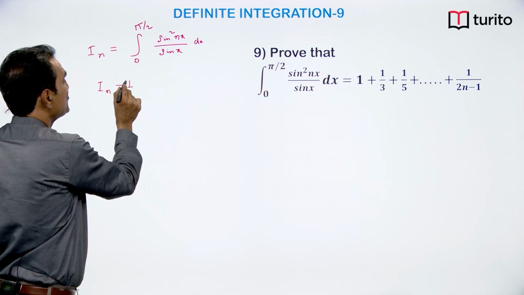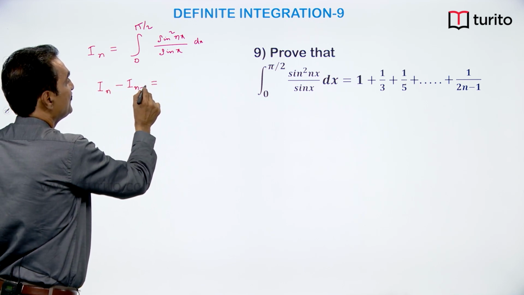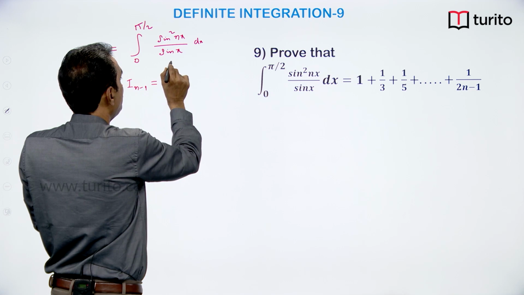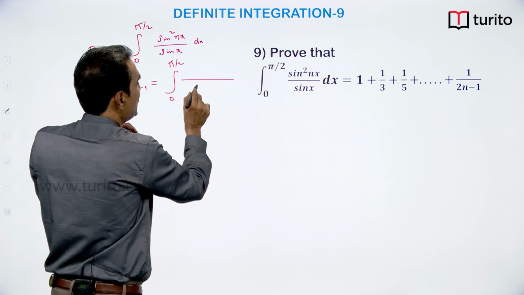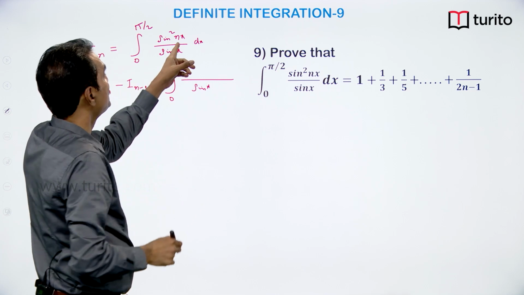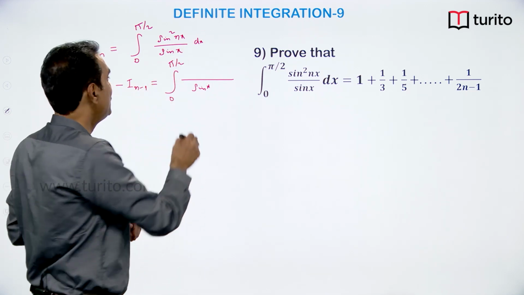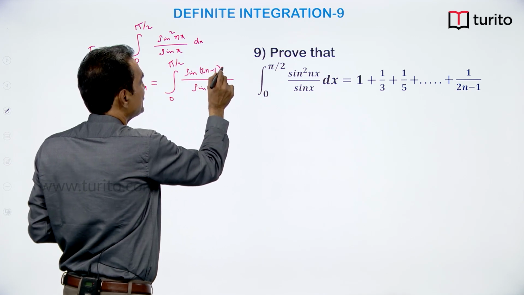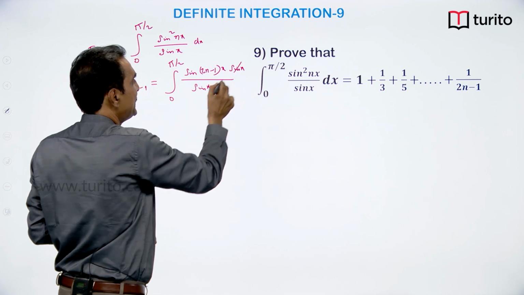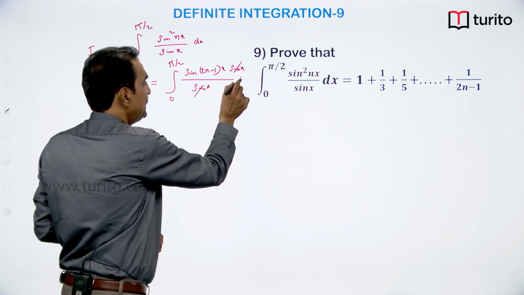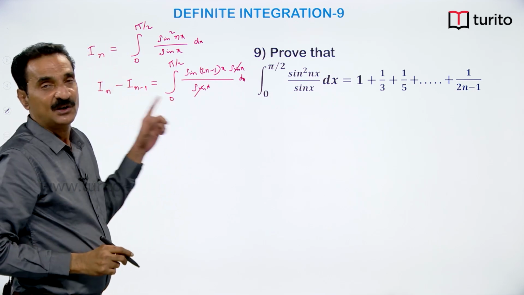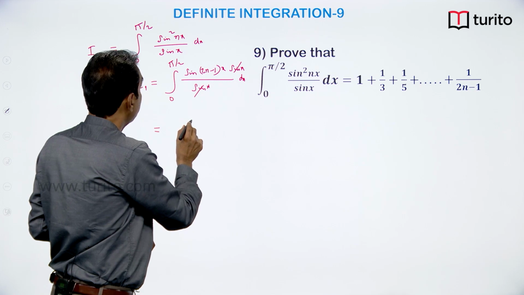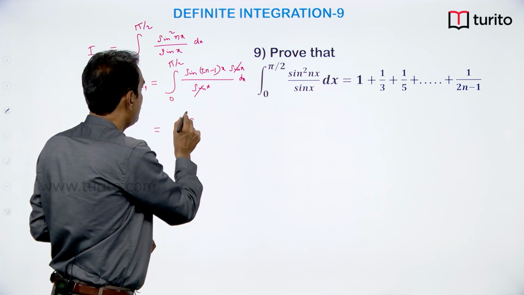I n minus 1. If you take, I will write direct steps, integral 0 to pi by 2, denominator is sin x, numerator will be sin square nx minus sin square n minus 1 x, which will be sin 2n minus 1 x into sin x. sin x cancels. Then if you integrate, you will get integral 0 to pi by 2.